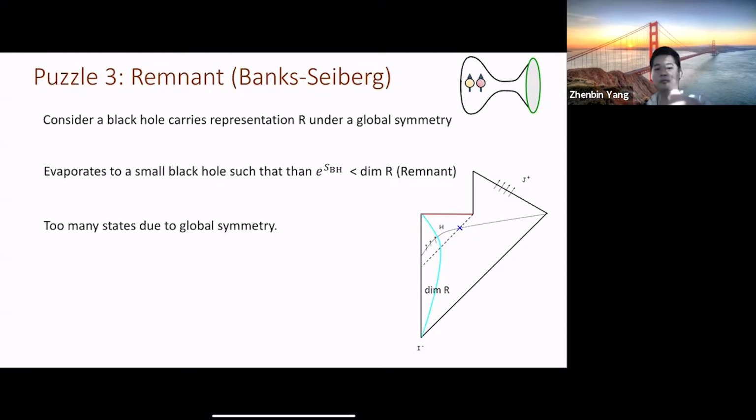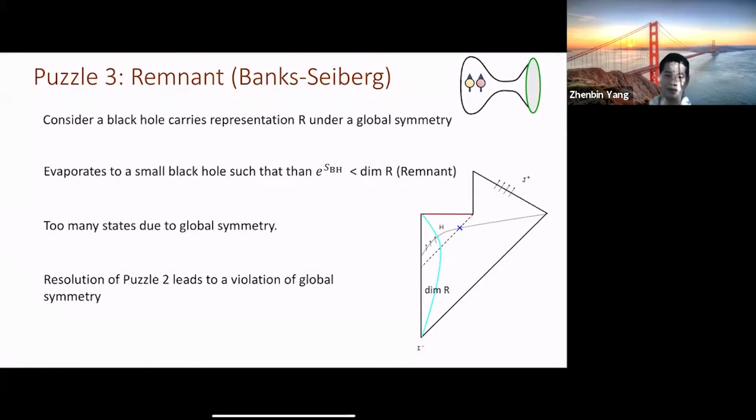Then there will be simply too many states due to the global symmetry, because the global symmetry requires a superselection sector in its representation. It will require a minimum of dim R states, but that will be bigger than e to the S of the black hole. So a resolution of puzzle 2 will naturally lead to a violation of global symmetry in quantum gravity.